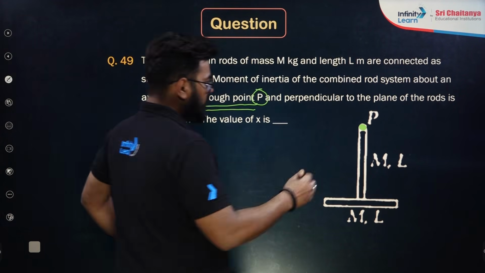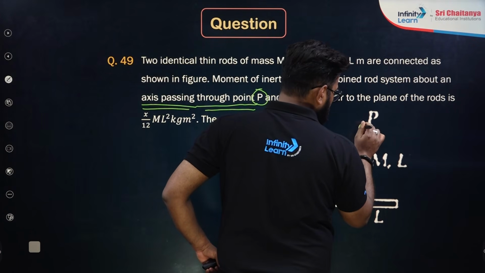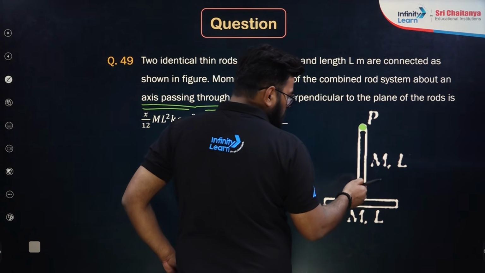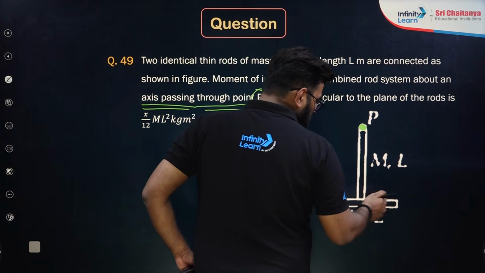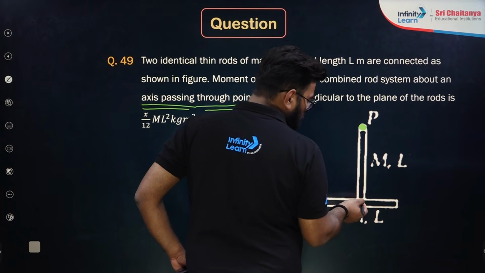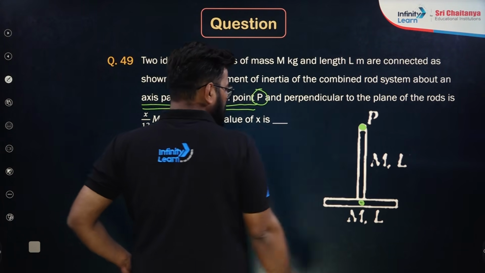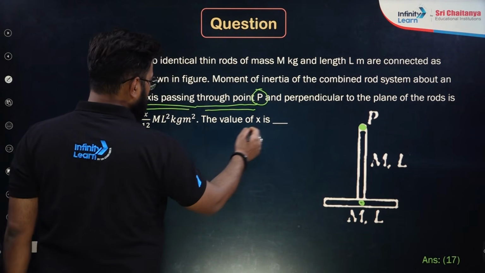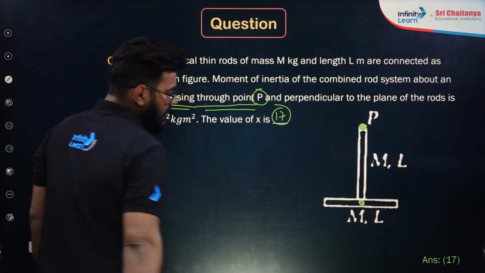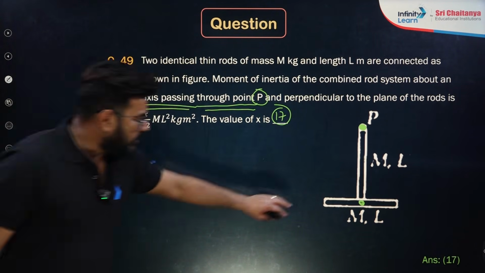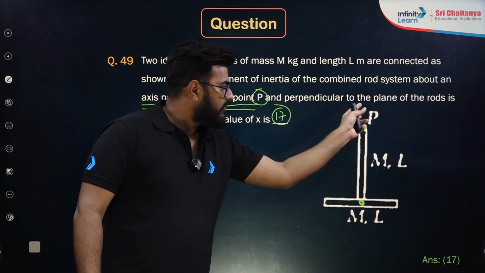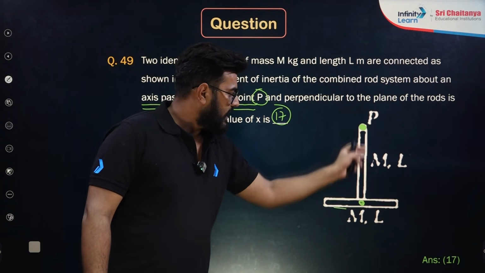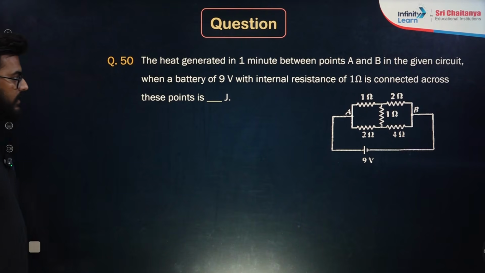and perpendicular to the plane of the rod. So perpendicular to this plane of the rod, the moment of inertia of this is going to be ML square by 3. And for this, you already know ML square by 12. You further add ML square, so you will get the value. The x value will turn out to be 17. For this one over here, it's ML square by 12; calculate with the parallel axis theorem. And for this rod, it's already ML square by 3.